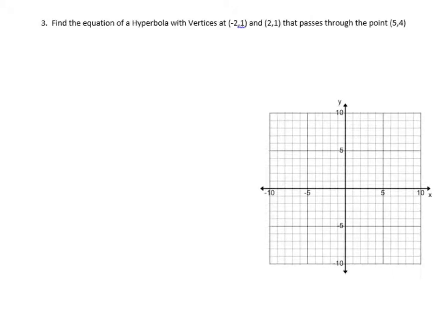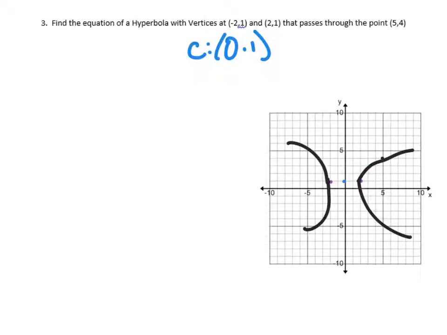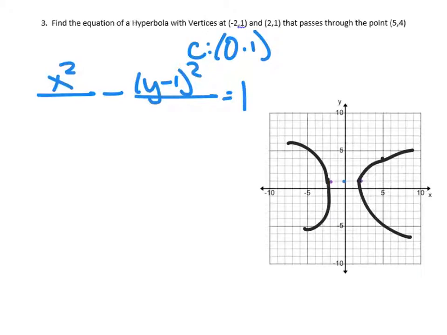Number 3, we're going to find the equation of a hyperbola with vertices at negative 2, 1 and positive 2, 1, which means my center is in the middle at 0, 1, and it passes through the point 5, 4. So my graph is going to go this way, this way. That means my numerators are x squared, y minus 1 squared, and it opens right and left, so the y is negative. I know that my distance to my vertex is 2, so 2 squared is 4.